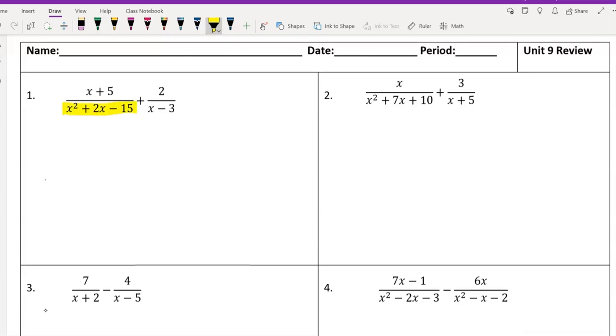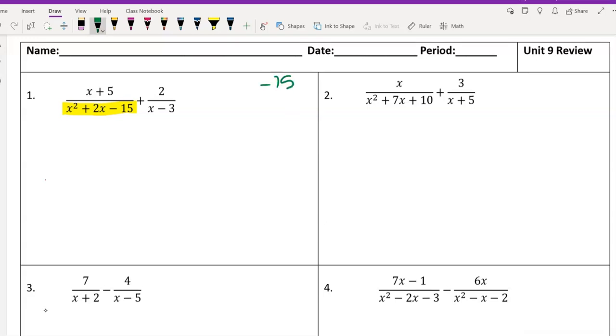Right here in number 1, I see that we are adding two fractions together. Adding means we need a common denominator. Also, I see we have a quadratic in the bottom, so before we do anything, we need to see if there's anything that needs to be factored, and this first denominator needs to be factored.